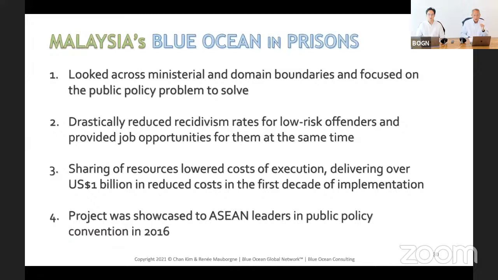A fraction of the cost and the time and the resources. And good for the stakeholders, the whole society and the neighborhood as well. They do not have to worry about prison being built around them. So this is a typical example of how public policy adopted the blue ocean thinking process from conception to execution and created results benefiting all stakeholders in society.